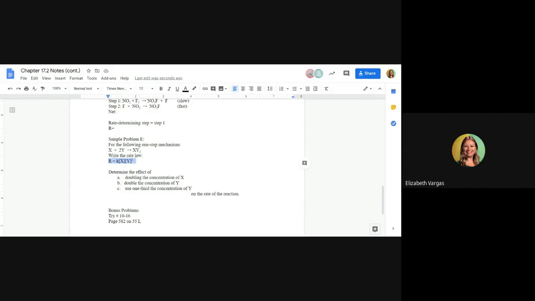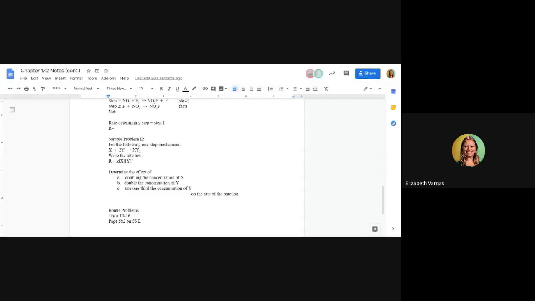What happens if I double Y? I'm going to let you guys think about that for a second. See if you want to answer in the chat. If I double Y, what happens to the rate? Multiply the rate by 2. If I double Y, the rate does not go up by Y. Anybody know? I'll give you a few more seconds.